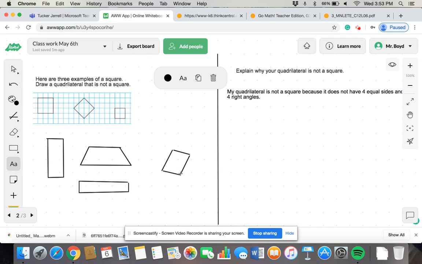So if you look down here, these are not right angles. These are right angles, but the 4 sides are not the same length. So it is not a square. And then my definition would be, my quadrilateral is not a square because it does not have the 4 sides that are equal. This does, but it also does not have 4 right angles. And we know a square must have 4 equal sides and 4 right angles.